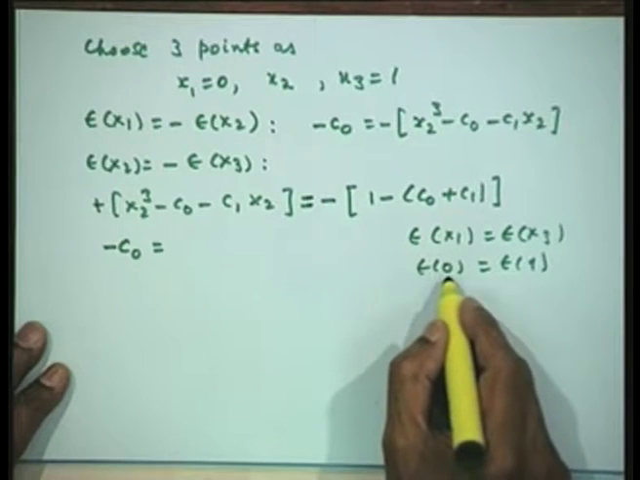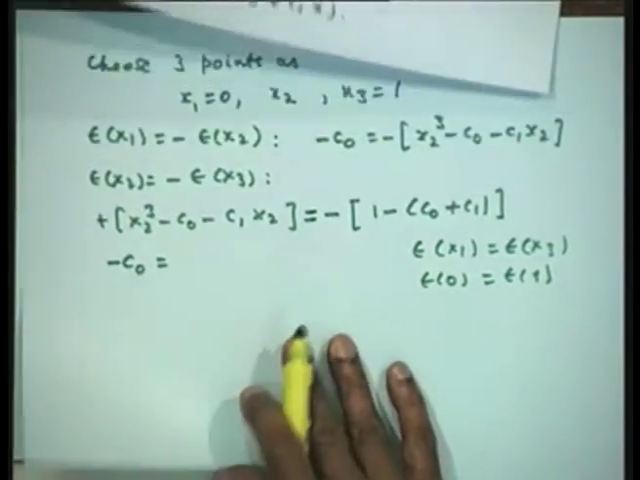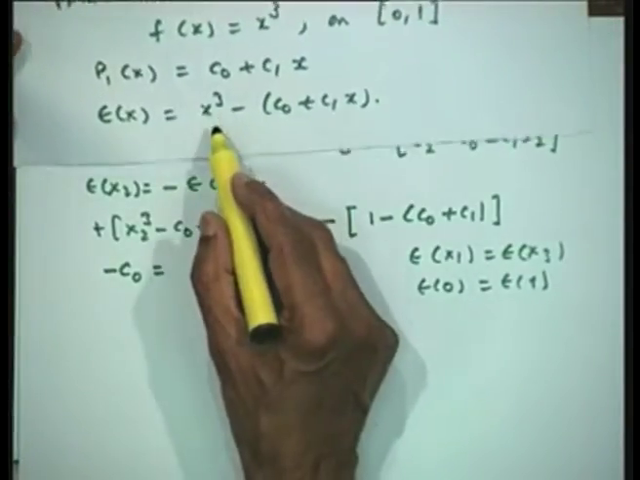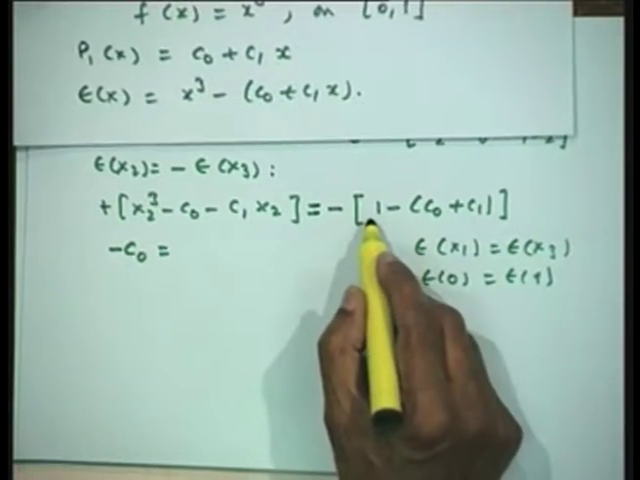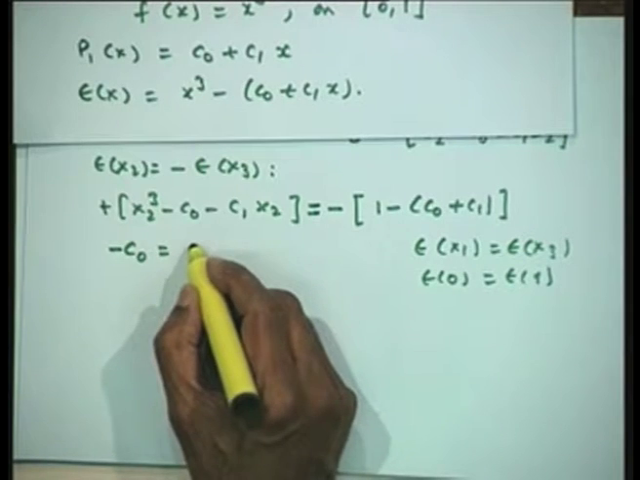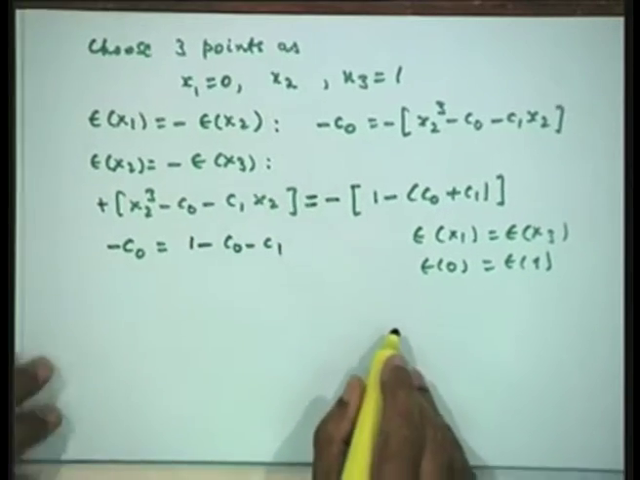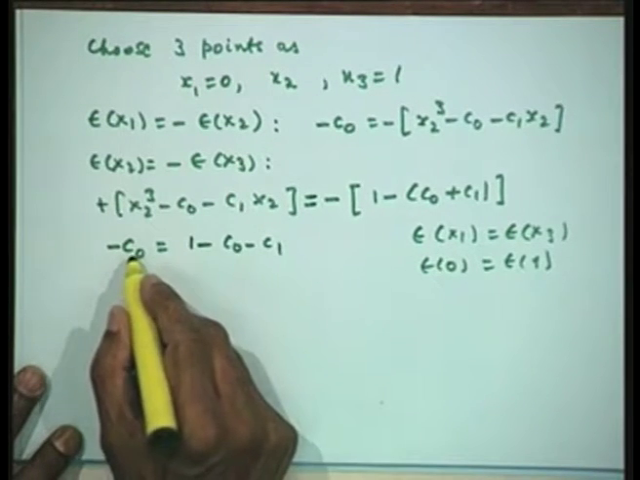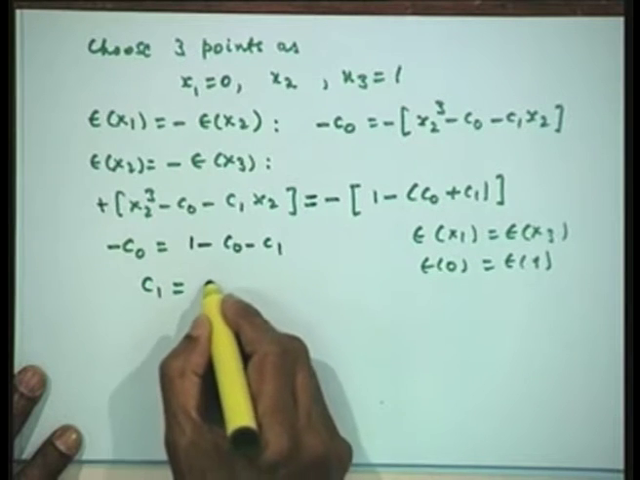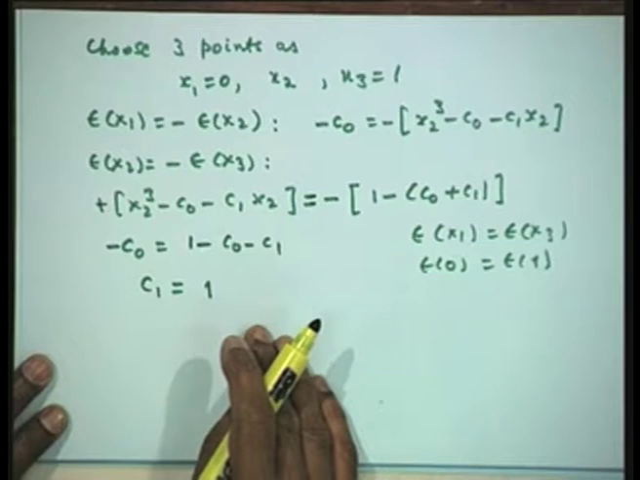So, this is epsilon at 0, that gives us minus c 0. So, that is what we have here, and epsilon at 1 is equal to this quantity, therefore, this gives you 1 minus c naught minus c 1. C naught cancels, I will get c 1 is equal to 1. So, the value of c 1 is equal to 1.